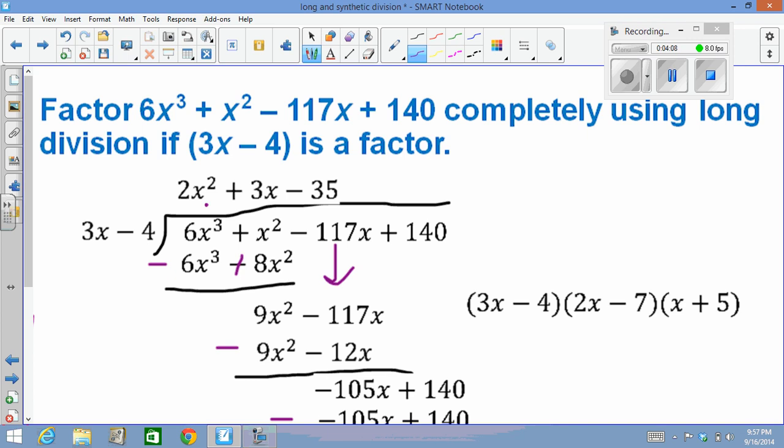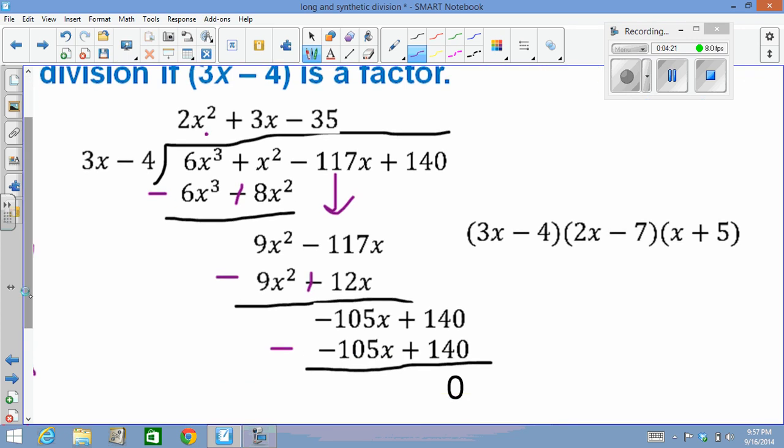In order to get 9x squared, I'm going to multiply by 3x, so that gives me 9x squared minus 12x. I'm going to draw a line, change the sign, so now I'm going to do 9x minus 9x, which is 0, and I add down, which gives me negative 105x, and then I bring down the 140, and I do the same process again.